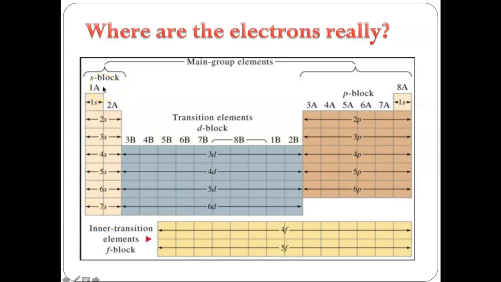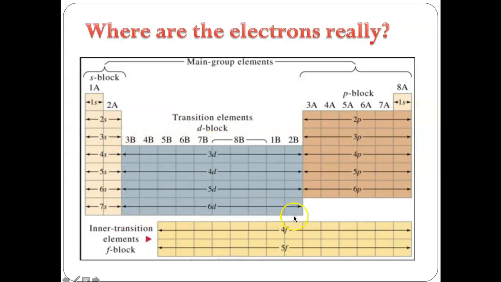Remember, there's only two s electrons, so of course it's going to be the part in the periodic table where there's only two elements right next to each other. We move over here, we have our p electrons. We know there can be 6, so there's 1, 2, 3, 4, 5, 6 different elements lined up next to each other here.